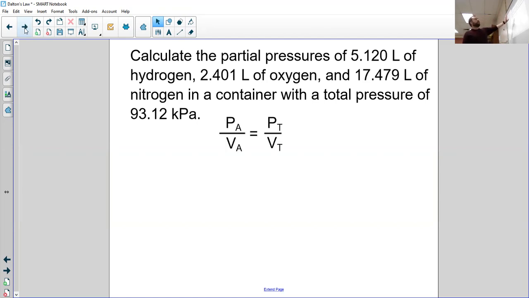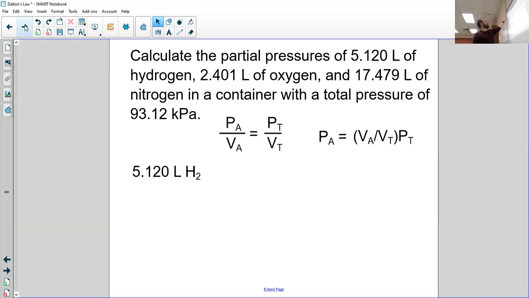So we have the pressure of the first gas over the volume of the first gas is equal to the ratio of the total pressure over the total volume. We rearrange that because we have the partial pressures of our gases that we're looking for. So the partial pressure of the first gas is equal to the quantity of the volume of the first gas divided by the total volume times the total pressure.